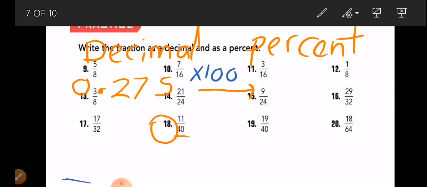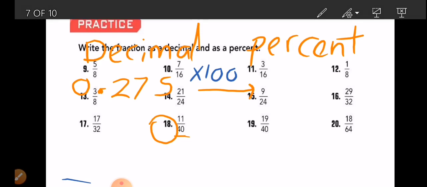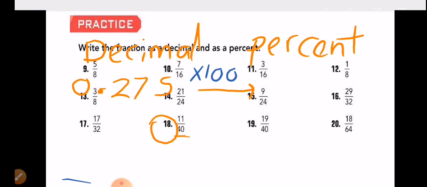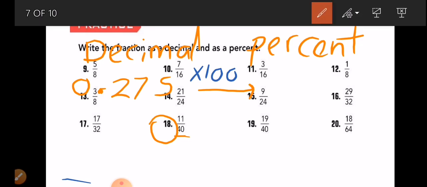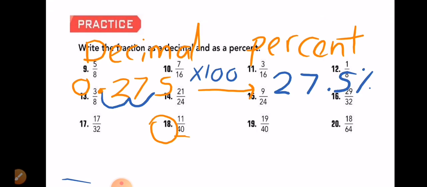Now I want the percent form. Directly, if I want the percent from any form, multiply by 100. Multiplying the decimal by 100 means moving the decimal 2 places to the right. 1, 2. So it will be 27.5 and it's a percent. Don't forget to put your symbol. So 27.5%. Let's move to another type of question.